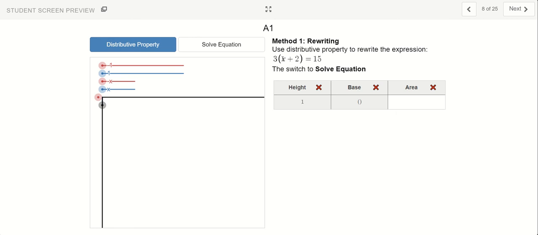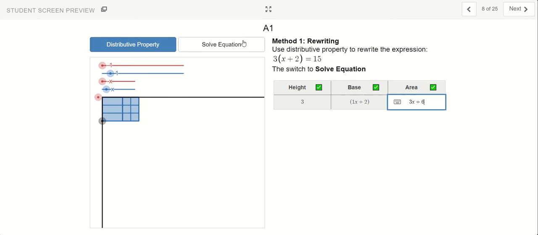I can think of this as I have x plus 2, I have 1 x tile and 2 squares, and I want a height of 3. So 3 rows of x plus 2, 3 times x plus 2. Notice that I have 3 x's, 3 rectangles, and 3 times 2 is 6, I have 6 squares. So 3 rows of x plus 2 equals 3x plus 6.